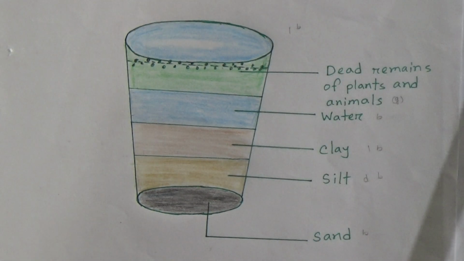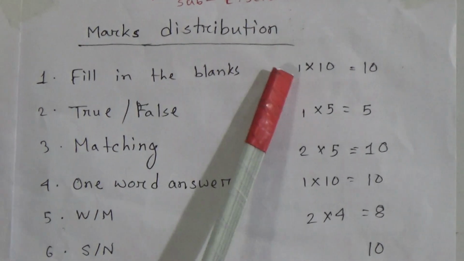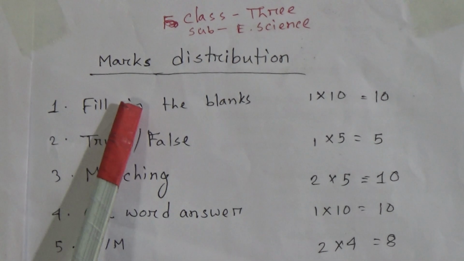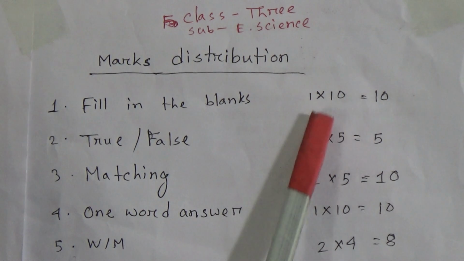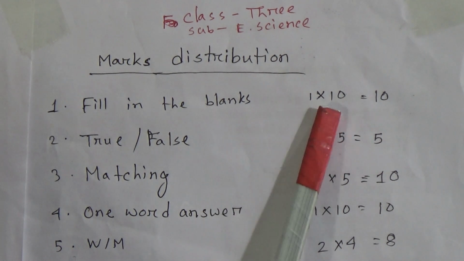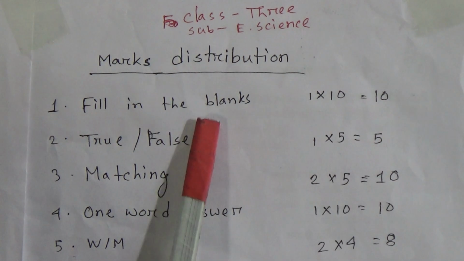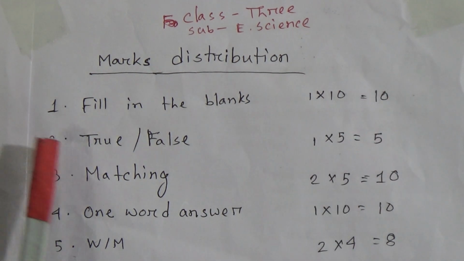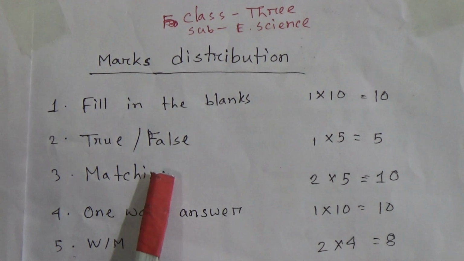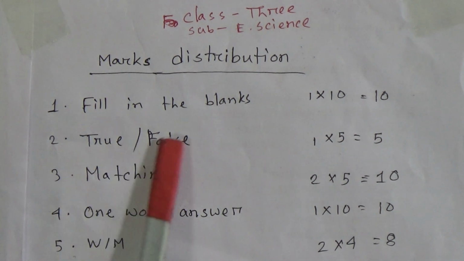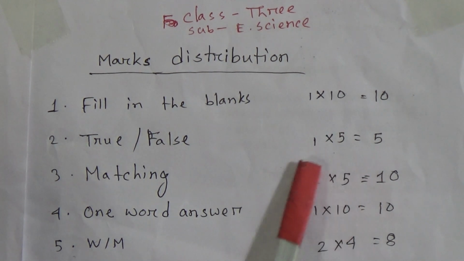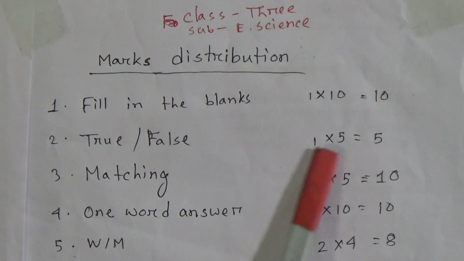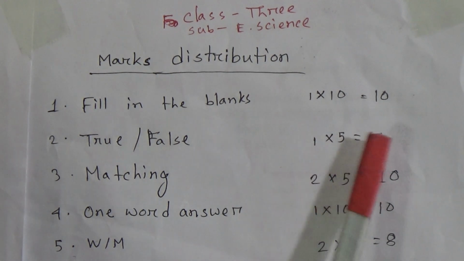Now I will discuss the marks distribution of your half yearly examination for elementary science. Number 1, you have to answer 10 fill in the blanks, and each carries 1 mark, so fill in the blanks total 10 marks. Then you have to answer 5 true false from your chapter, and each carries 1 mark, so the total is 5.